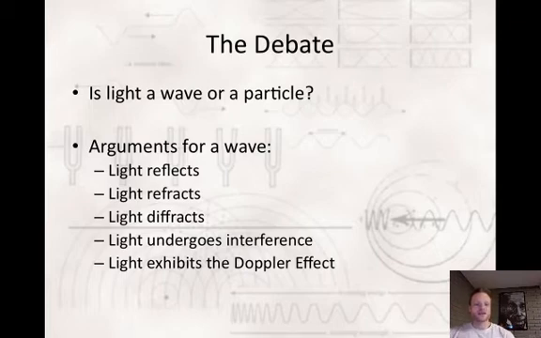For right now, though, we're going to be looking at light as a wave, and some of the arguments for light being a wave are that light reflects, light refracts, light diffracts, light undergoes interference, and light exhibits the Doppler effect. All of these pieces of evidence support this wave theory of light. One of the best arguments is that light does undergo interference, because some of these other ones aren't as strong as the interference piece. So keep that in mind.